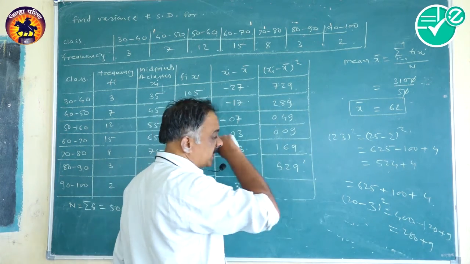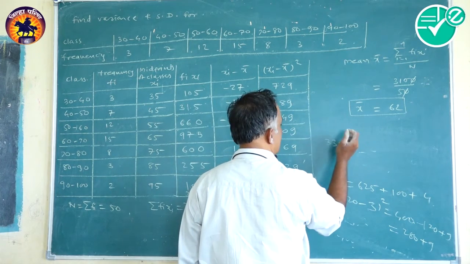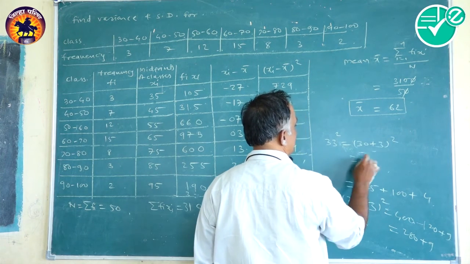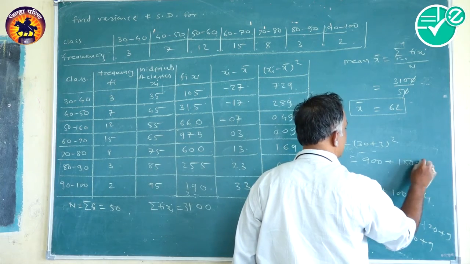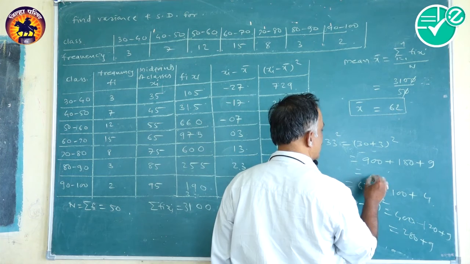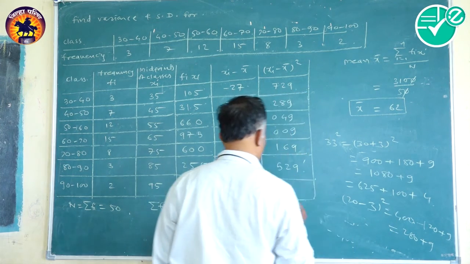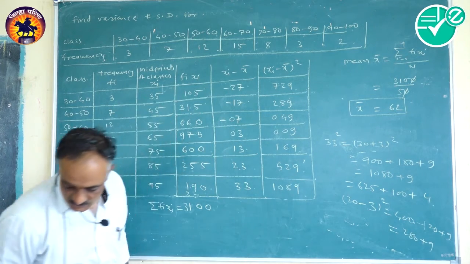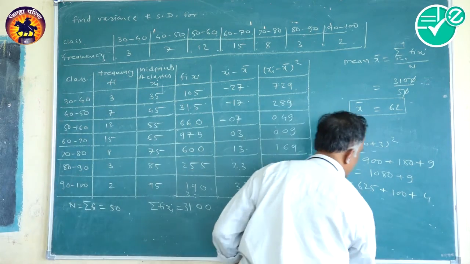33 square now. 33 square means 30 plus 3 whole bracket square. 900, 30 into 3 is 90 and double that is 180, plus 3 square 9. 900 and 180 is 1080, plus 9, 1089. 1089. Now I will have to multiply these by fi.